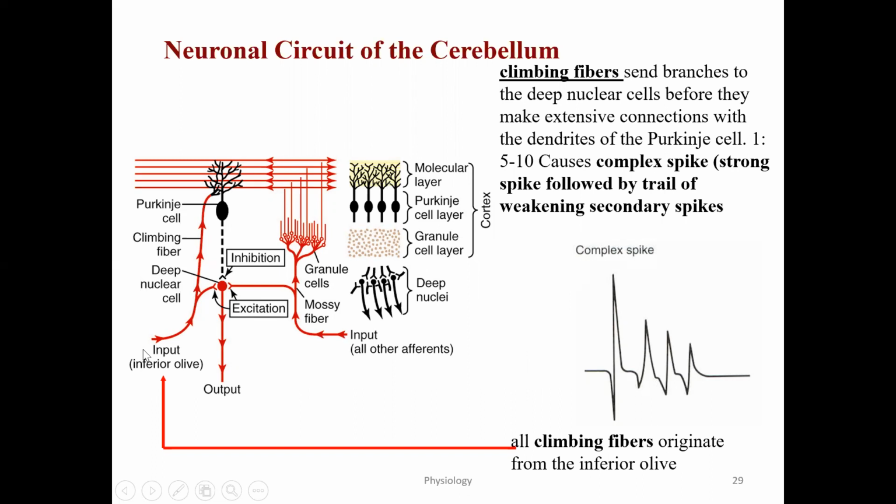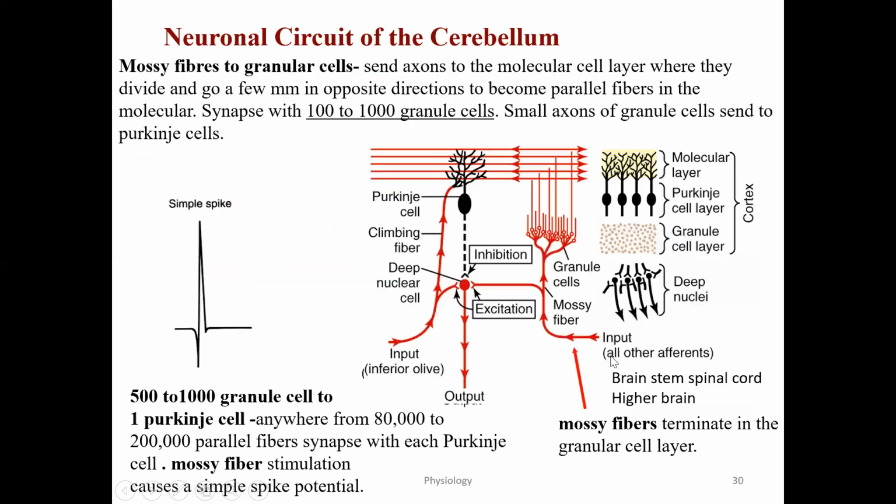From the inferior olivary nucleus, first they excite the deep cerebellar nucleus, then there is a direct one-to-one connection toward the Purkinje cells, and that's why it gives rise to a very complex spike. Again, for MCQ purposes, the inferior olivary nucleus climbing fiber, because of the one-to-one connection, gives rise to the complex spike, which consists of a strong spike followed by a trail of weakening spikes, called secondary spikes. Okay, this is about the climbing fiber.